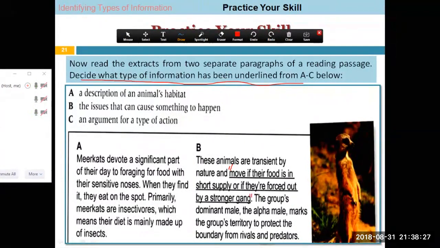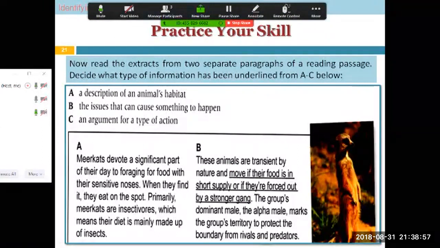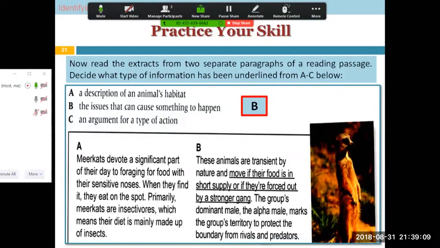Okay, now B, the issues that can cause something to happen. I think yes. Okay, C, an argument for a type of action. No. Just lock your answers. Now give me one answer. Sir, I think B. Bravo. Okay, and what about you, Shakil? Yes, B, sir. B, right. So now B is the right answer.